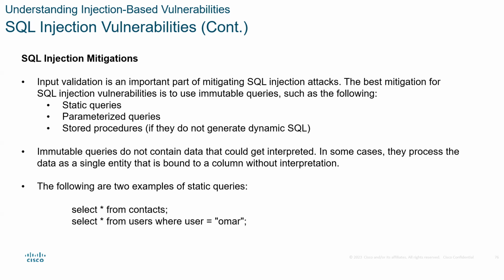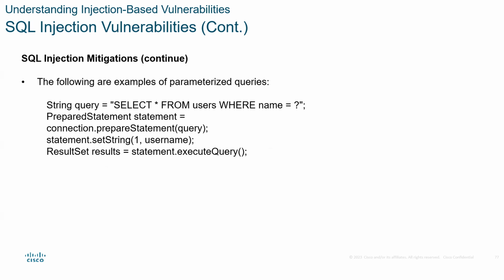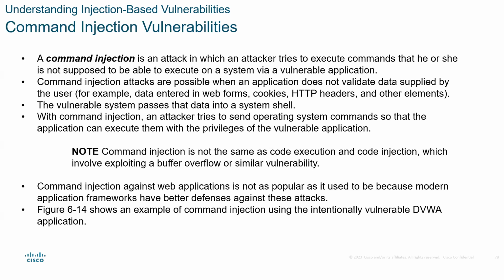The following are two examples of static queries. Select from contact. Select from users where user is equal to Omar. So it's not just looking at other things when it checks the database. The following are examples of parameterized queries. String query equals select from where the name is equal to this. So it's a prepared statement. The idea is to select from this; if this is equal to this, then this, otherwise just shut down. And command injection is another vulnerability we're looking at.